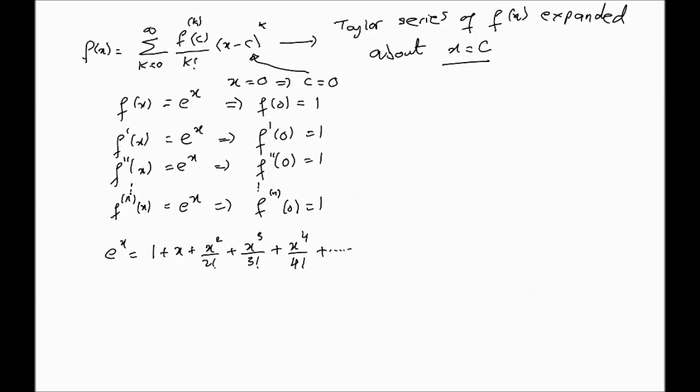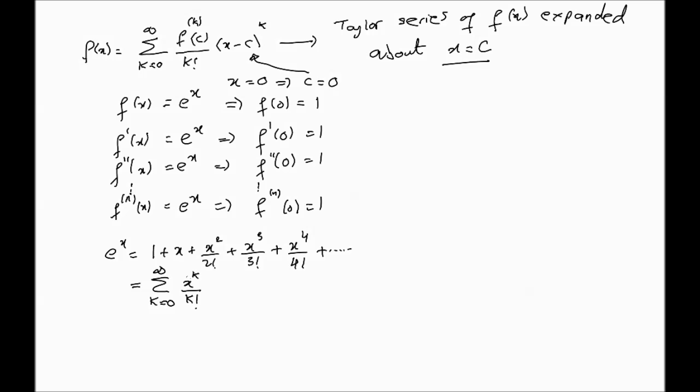Now we can write this in summation notation as the full series. Since we have the kth term, we can write it as the sum from k equals 0 to infinity of x to the k over k factorial. That seems to be the Taylor series of e to the x.